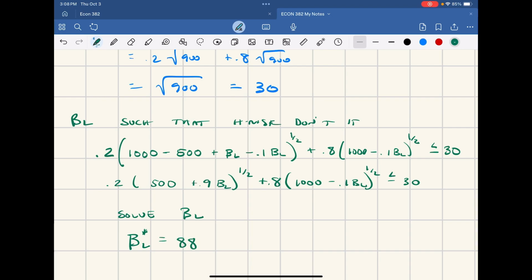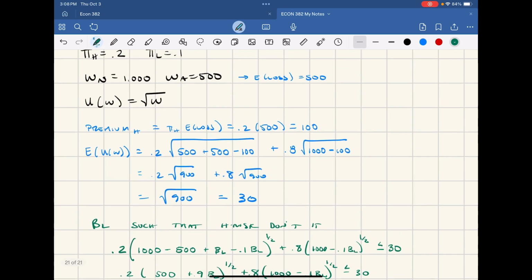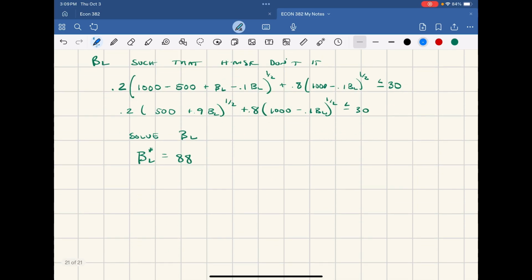So that's the benefit level that we could give to low-risk individuals such that high-risk individuals wouldn't want to masquerade as low-risk individuals. Now notice that the benefit for the high-risk individuals, we didn't write it out explicitly, but since they have full insurance, it is equal to 500. And so that's where we get the separating equilibrium, is this full insurance is going to provide them that benefit.